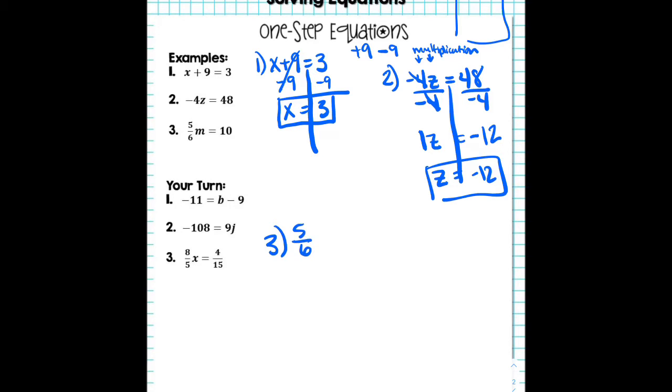And then we have number 3. Number 3 is 5/6 m equals 10. So again, I have a number next to a variable. There's not an addition sign or subtraction sign in between them. So this is multiplication. To undo multiplication, I can divide. So I can divide both sides by 5/6. And 5/6 divided by 5/6, anything divided by itself is 1. So I have m equals.